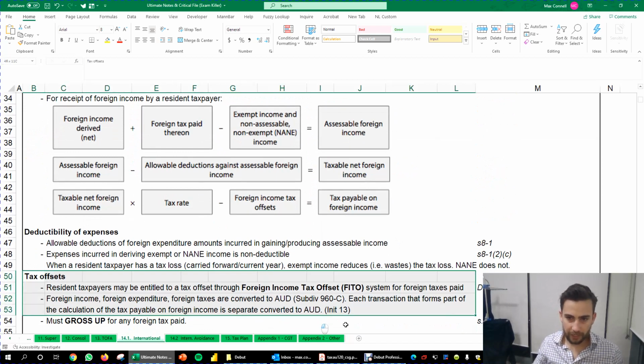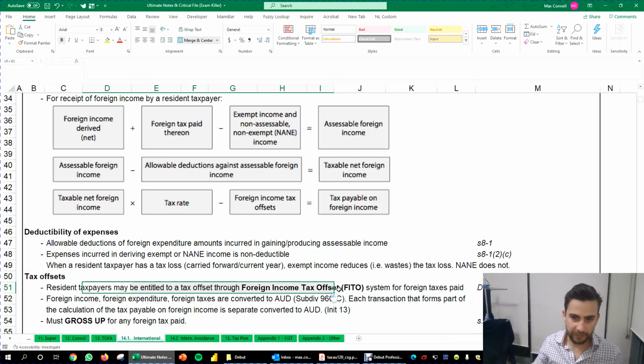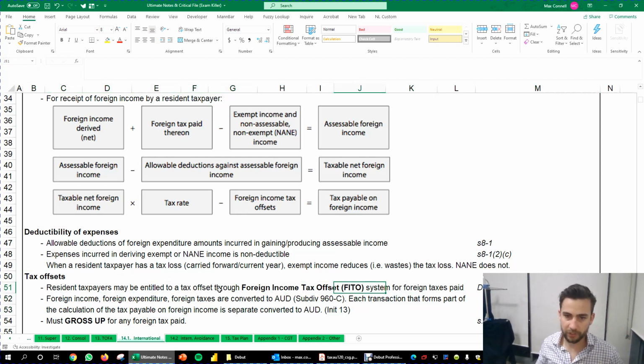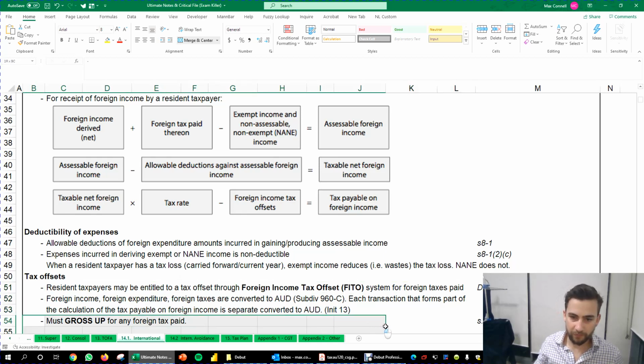We talk about this later about the foreign tax offset. So if you are entitled to a foreign income tax offset, and that would only be, so it's not just the fact that you've paid tax, you must be entitled to a foreign income tax offset. So it depends on what country you're in, because some countries might not actually have a double tax agreement with Australia or New Zealand, and therefore you wouldn't actually be able to claim the FITO. But if you are eligible to claim that, then you have to gross up for any foreign tax paid.